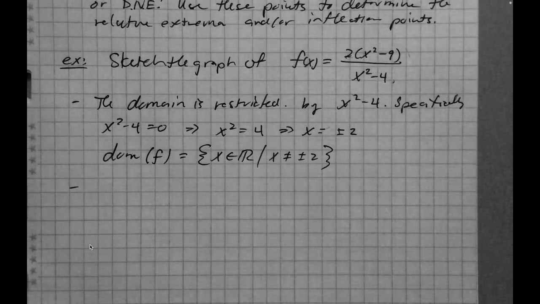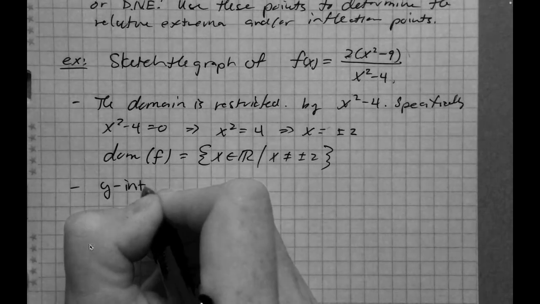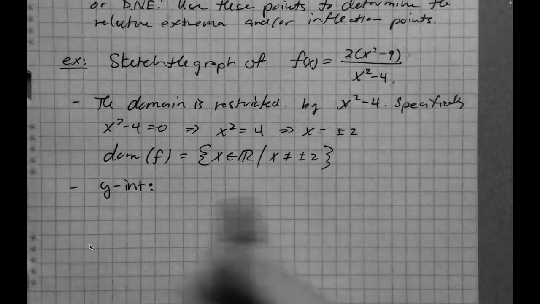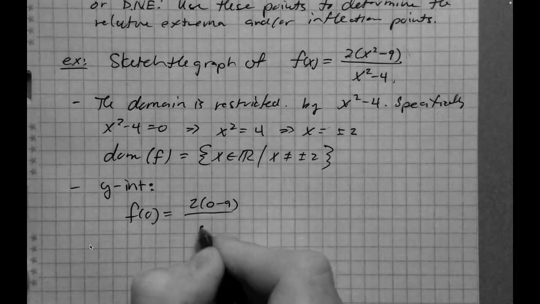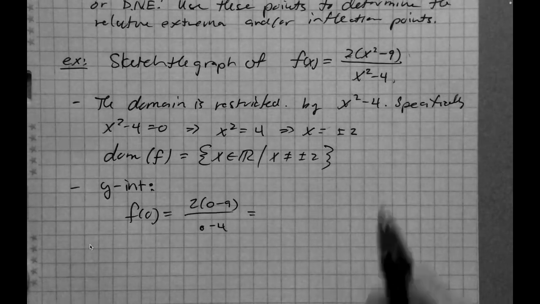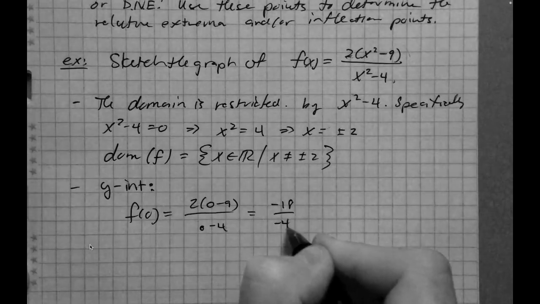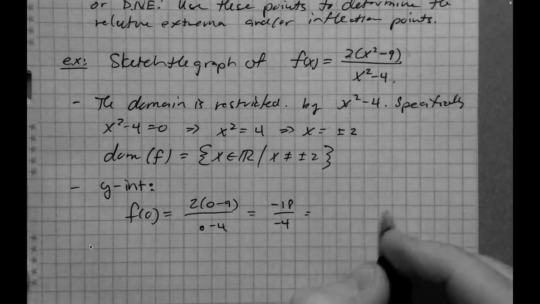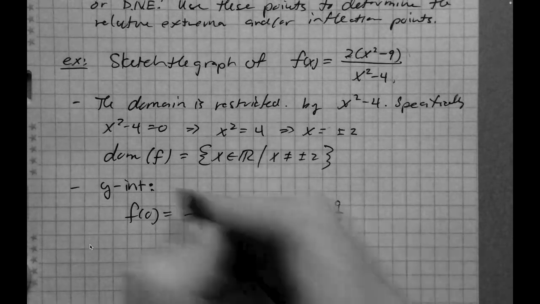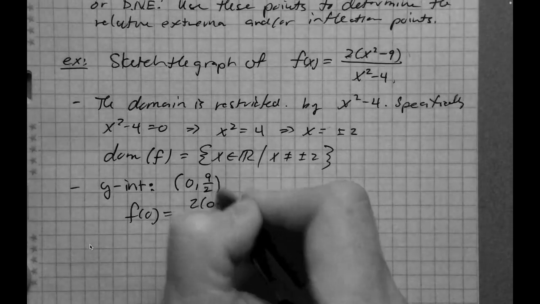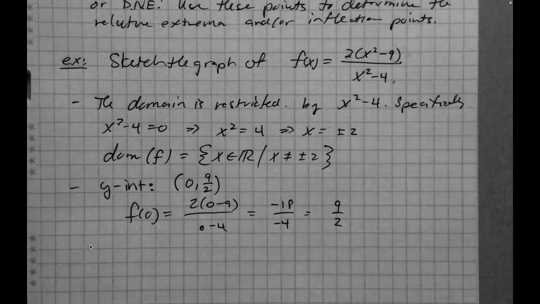Let's look at the intercepts. The y-intercept, as I said, is really easy to find, right? We can just plug in 0 here. F of 0 equals 2 times 0 minus 9 over 0 minus 4. And so what do we get? -18 over -4. And so we get about 9/2 then, I suppose. Okay, so the y-intercept is 0, 9/2. That's going to be the point where this graph crosses the y-axis.